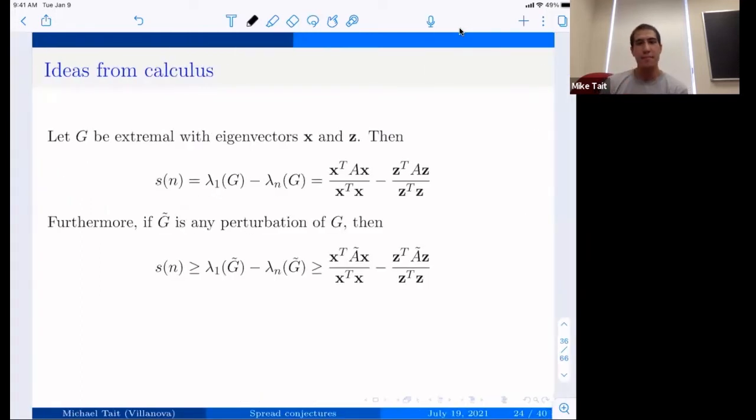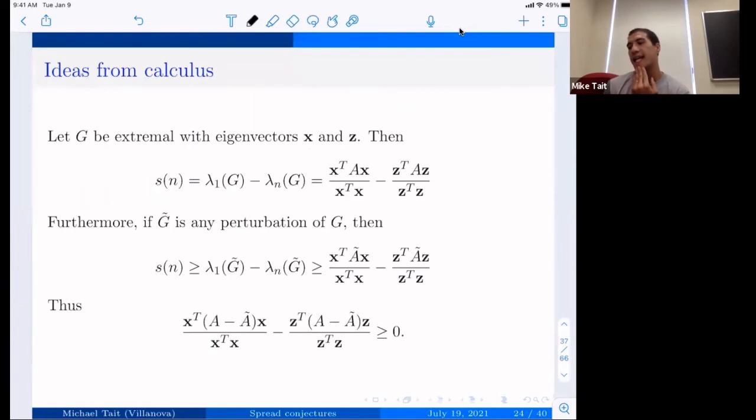Because of the min-max theorem, if I do any perturbation of G, or any graph in general, then the spread of this new graph is at least as big as when I do the Rayleigh quotient with the eigenvectors that I already have. This is true no matter what vectors x and z I choose because of the min-max theorem. So I can see what happens if I use the eigenvectors corresponding to the extremal graph, and if I do any perturbation of G, I get this lower bound.